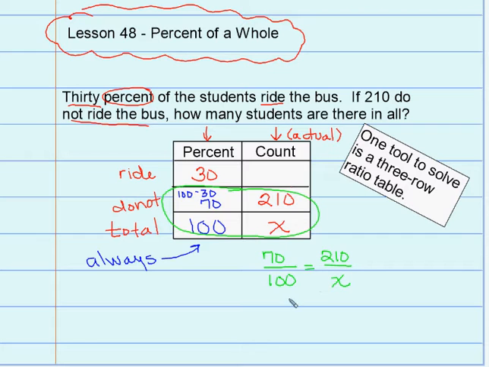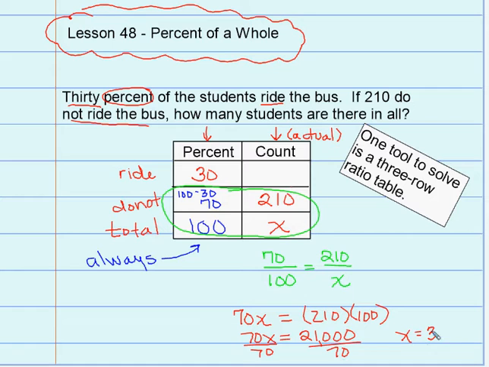I'm not going to require you to do one way or the other, but just so we can see that cross products are equal, I will do it that way. I will take 70x is equal to the product of 210 times 100, so 70x equals 21,000, and then I will divide both sides by 70, and I will get x equals 300.